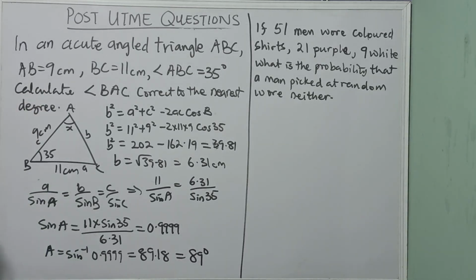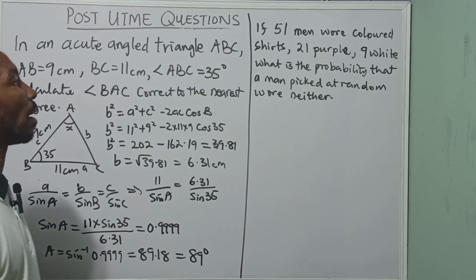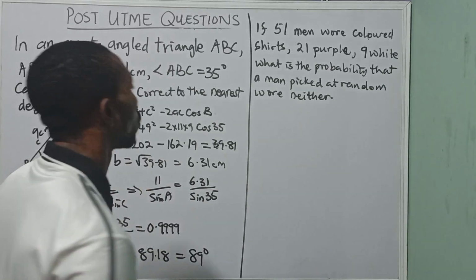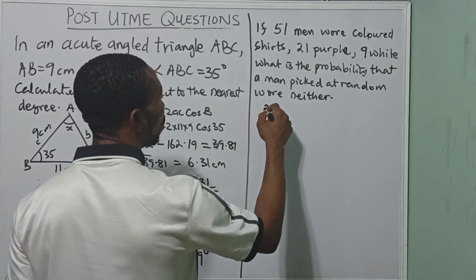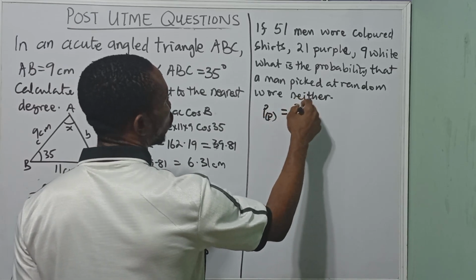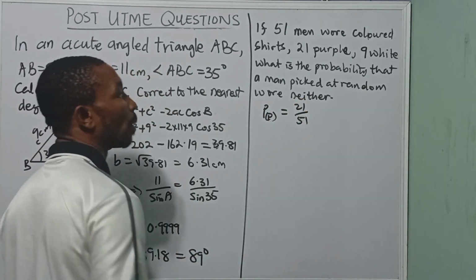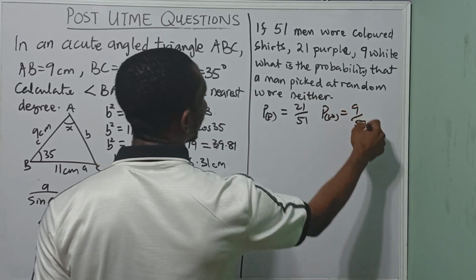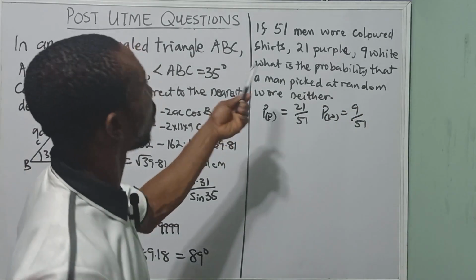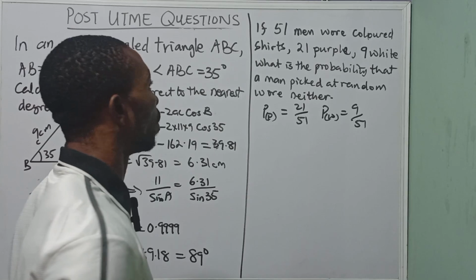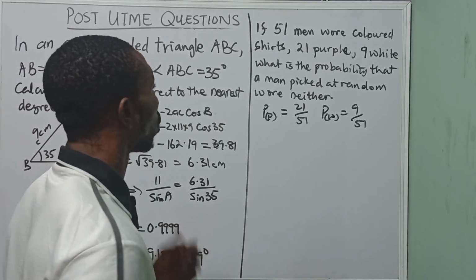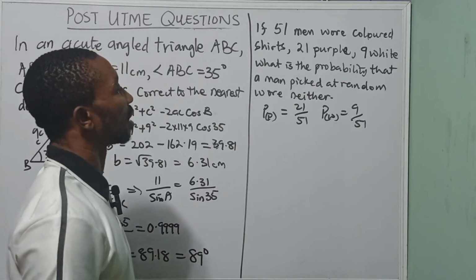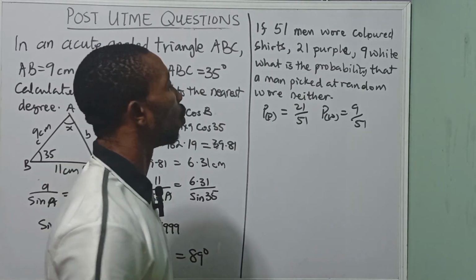Our next question says, if 50 men wore colored shirts, out of which 21 wore purple and 9 wore white, so probability of purple will be 21 over 50, and probability of white will be 9 over 50. We are asked to find the probability that if a man is picked at random, he wore neither of these two colors.